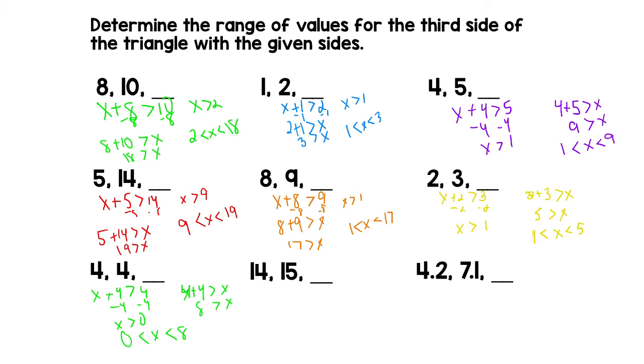Just a few more. If you haven't tried any on your own by now, now's the time. We have x plus 14 is greater than 15, and 14 plus 15 is greater than x. We simplify, we get x is greater than 1, combine like terms, 19 is greater than x, so we've got x in the center, 1 and 19 on either end.